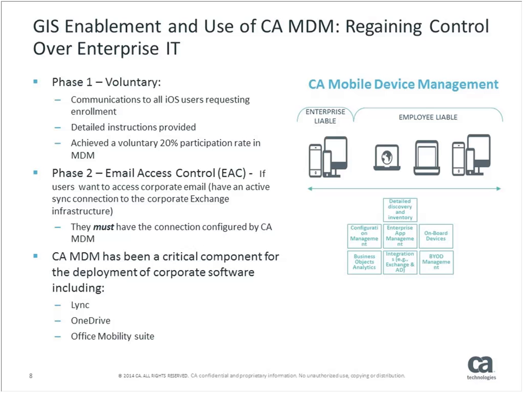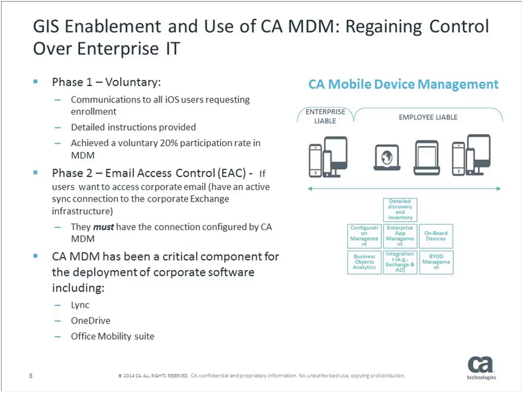is where we will enable that email access control feature that we have. And this will be the driver to really get users that are resistant to enroll in MDM, because access to your corporate mail on your mobile device is critical, I think, for most people's job functions and is a good driver for getting them to install MDM.